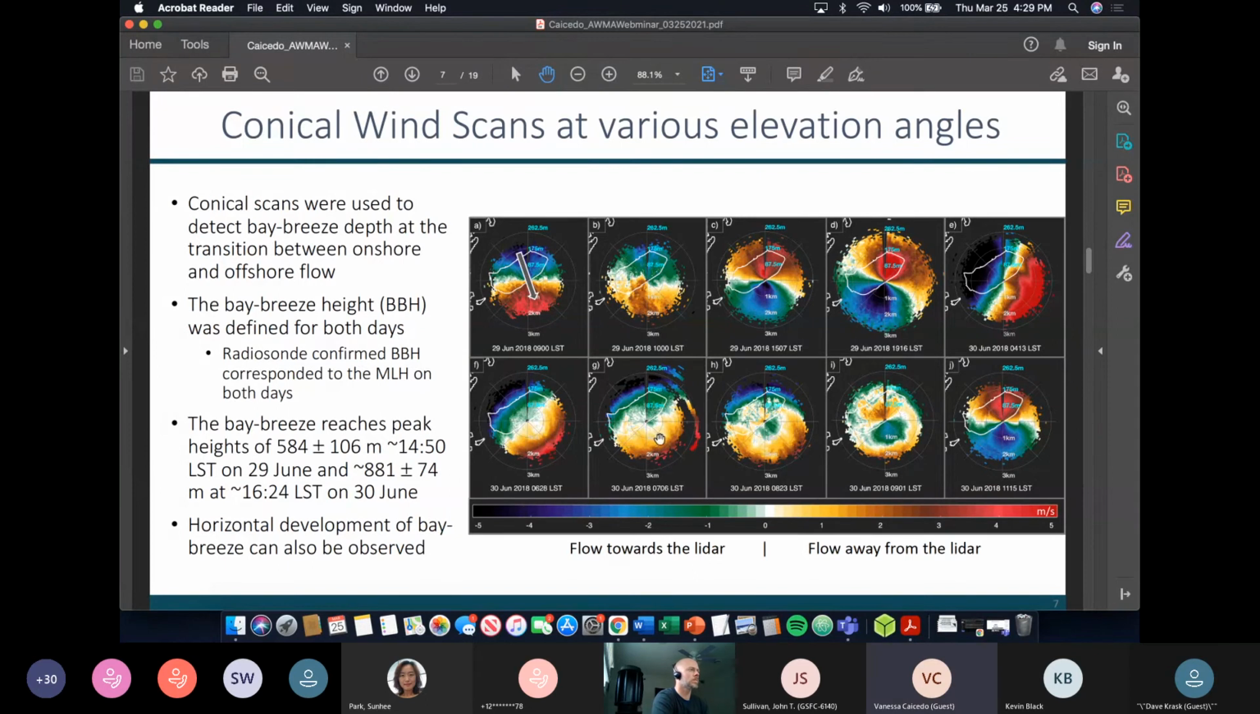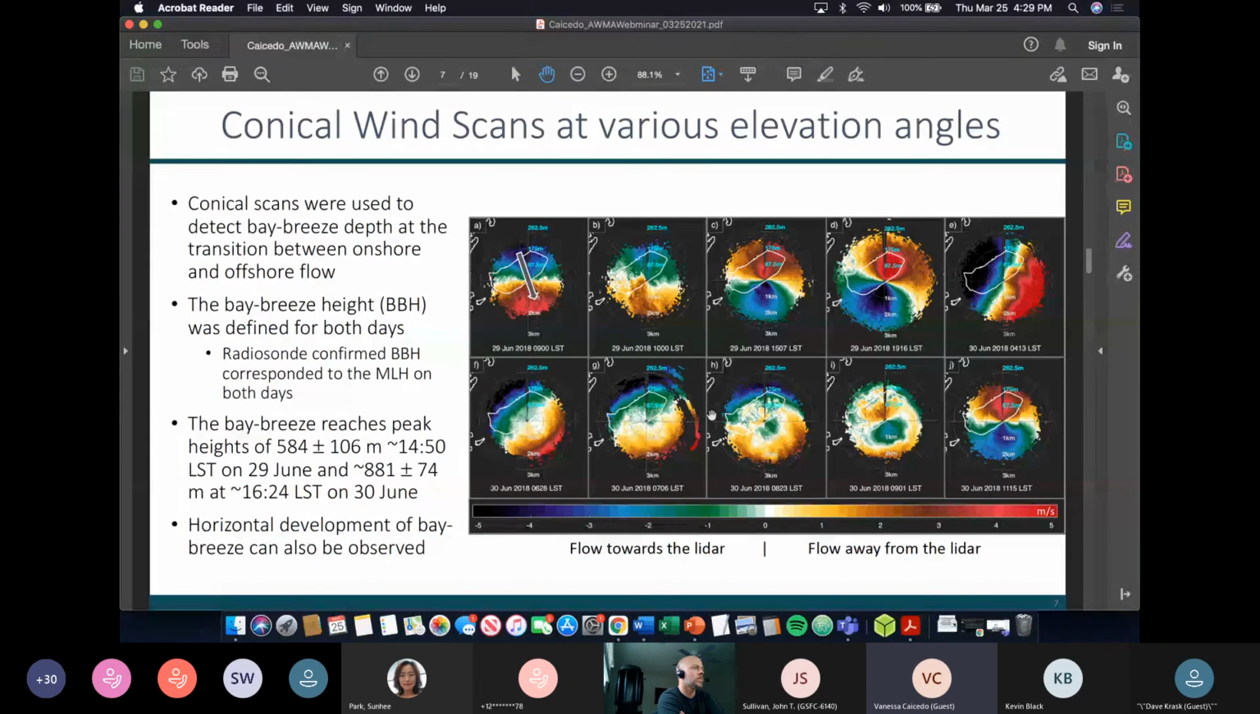graphs here, we can see this blue color, which is flow towards the lidar, coming in towards the lidar, which is here at the center. And then the flow after that green is flow away from the lidar. So it's just a little blob of developing wind flows coming from a southerly direction into HMI. So then you can see that projection here.